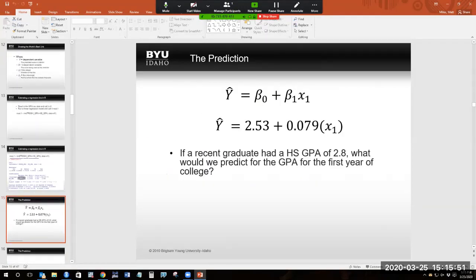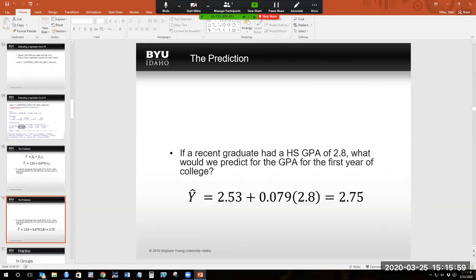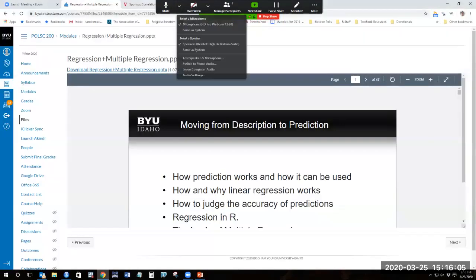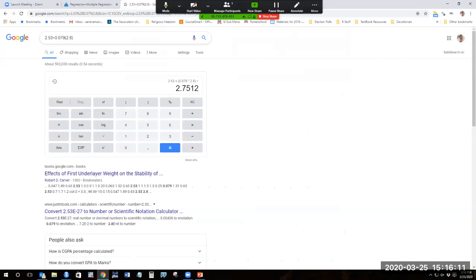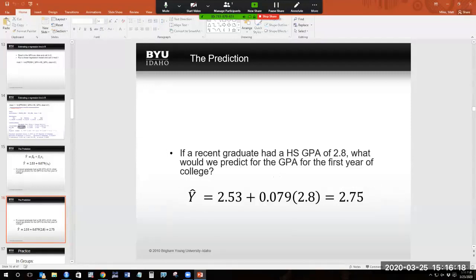All right, so we can practice that. If someone had a high school GPA of 2.8, it would be 2.53 plus the slope times 2.8. And you can put this equation right here in Google. Google functions as a calculator. And you can see that if someone had a 2.8 in high school, we predict they'll get a 2.75 GPA in college. That's what that equation shows you.